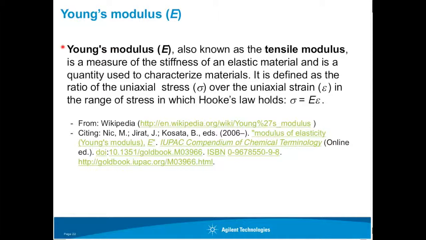So Young's modulus, also known as the tensile modulus, is a measure of the stiffness of an elastic material and is a quantity used to characterize materials. It's defined as the ratio of the uniaxial stress over the uniaxial strain in the range of stress in which Hooke's law holds. And that's just a fancy way of saying it characterizes the elasticity of the material within the range of stress, but that characterization is actually appropriate. Okay, it is true for all those times in which it is true.